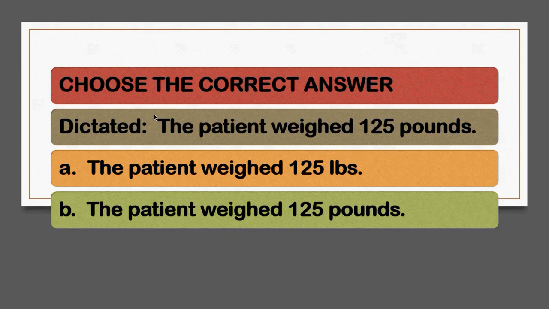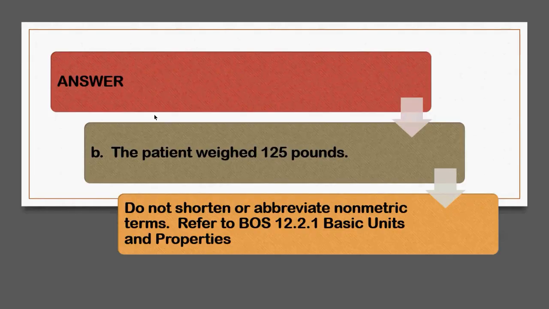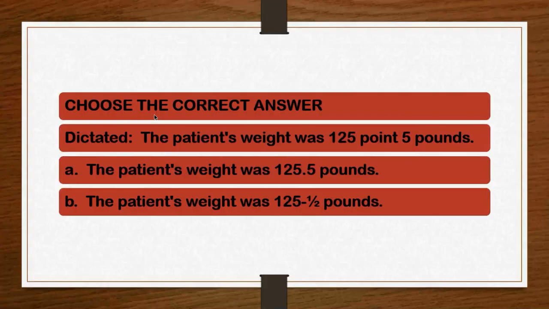Okay. All right. How about this one? The patient weighed 125 pounds. Which is the correctly formatted answer? Okay. I think everybody got this right. And even if you see this come in as LBS, you need to change it to pounds, because the Book of Style Rule 12.2.1 says don't shorten or abbreviate non-metric terms. Pounds, inches, feet, things like that. Don't shorten or abbreviate those. Good. Everybody got that. Good job.